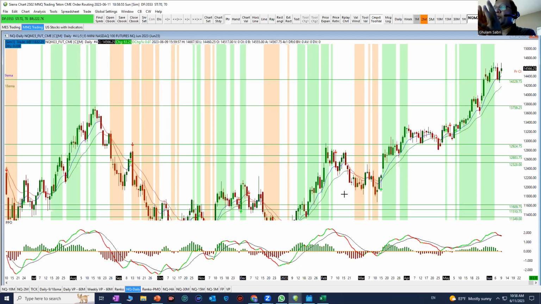I have not programmed it in Excel for that matter, because Excel has a different programming language, VBA, compared to C++ and Sierra Chart. And Sierra Chart, for those of you who don't know, is a professional trading platform for futures traders, for stock traders, and for currency traders and crypto traders. Okay, so this is a daily chart, and this is the Nasdaq market.